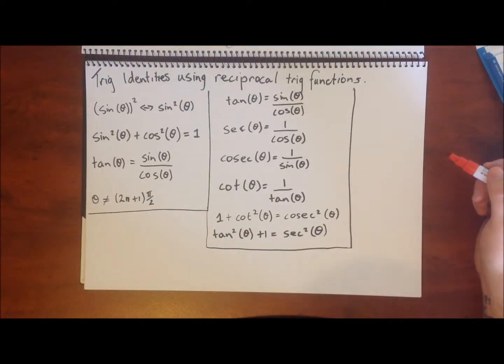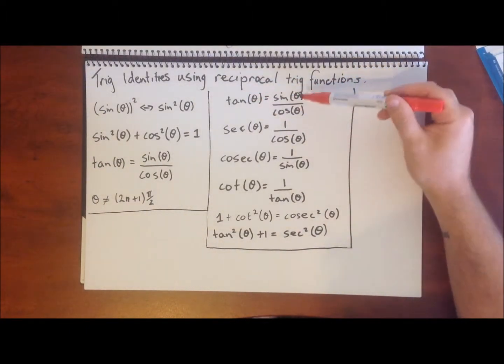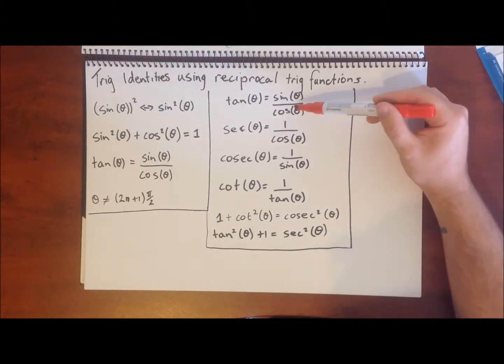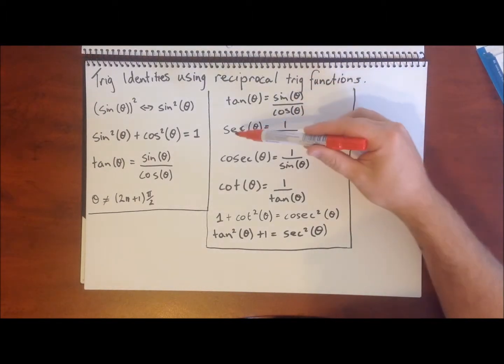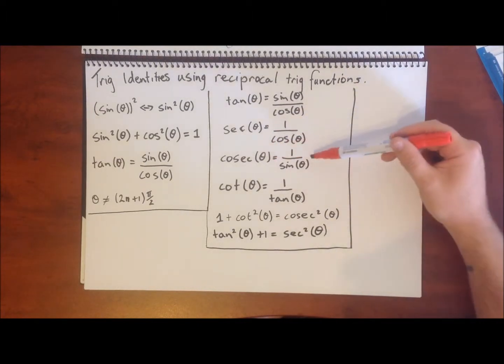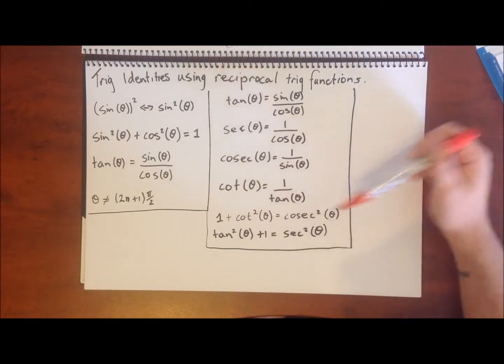And when cos is equal to 0, then tan becomes undefined, and that's where we get our asymptotes for our tan graphs. We also should remember that tan of theta equals sine of theta divided by cos of theta, and as we introduced in the last video, sec of theta is 1 on cos of theta, cosec of theta is 1 on sine theta, cotangent or cot of theta is 1 on tan of theta.